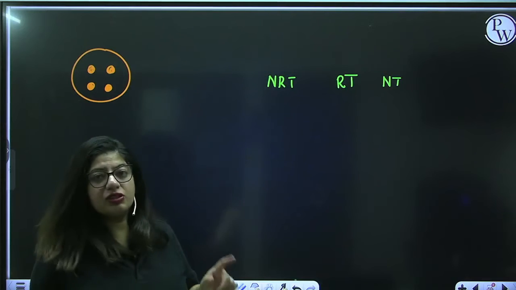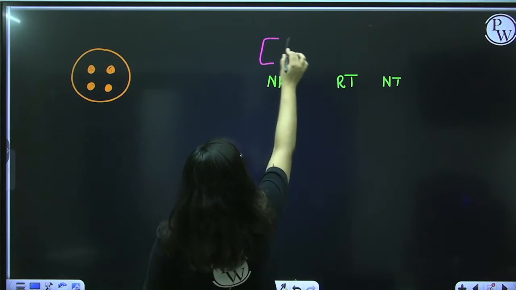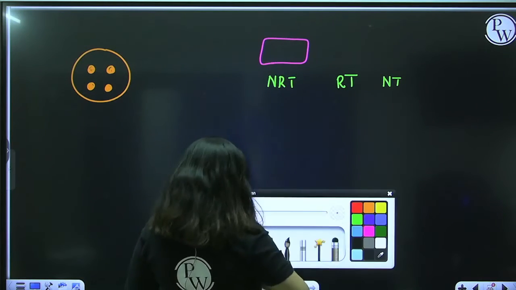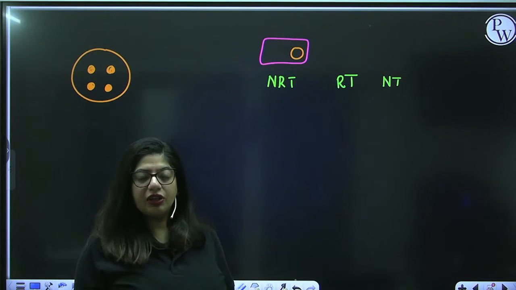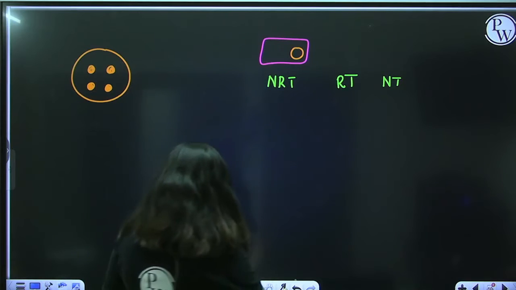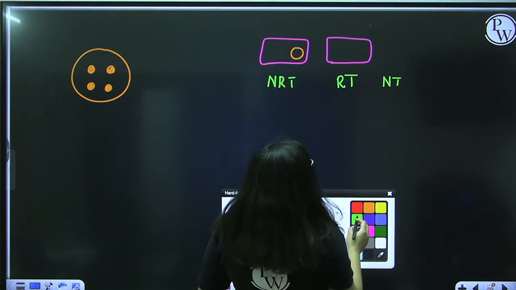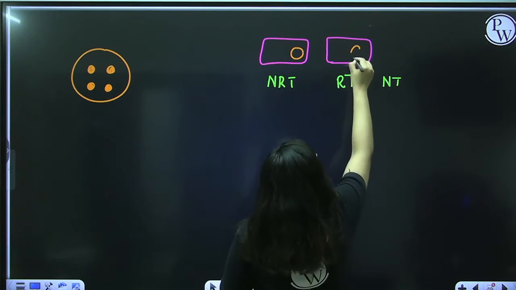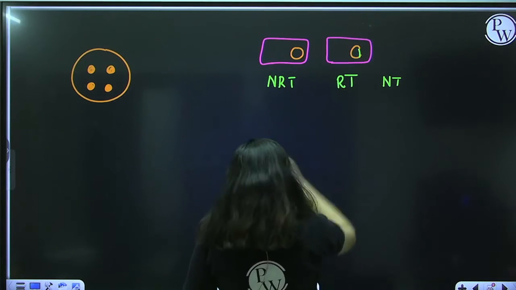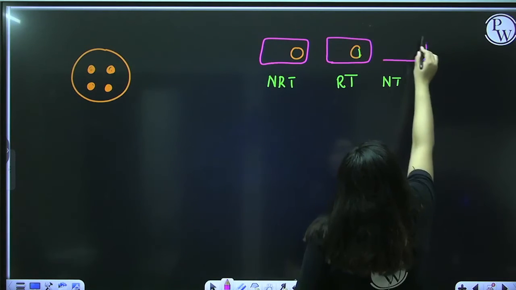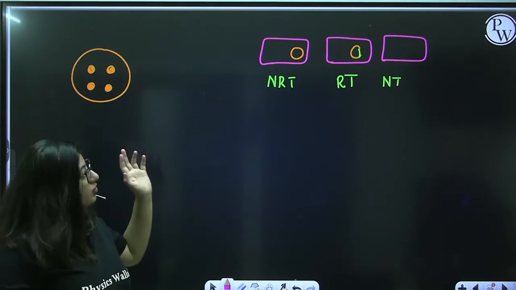NRT means non-recombinant transformants. That is the type of bacteria which have the plasmid, but the plasmid does not contain any recombinant gene or foreign DNA. Next is the bacteria which have got the plasmid, and the plasmid also has the foreign DNA, which is the desirable one. This is the one which we need. And the last one is the non-transformant, which does not contain any kind of plasmid. All right, so these three scenarios are there.